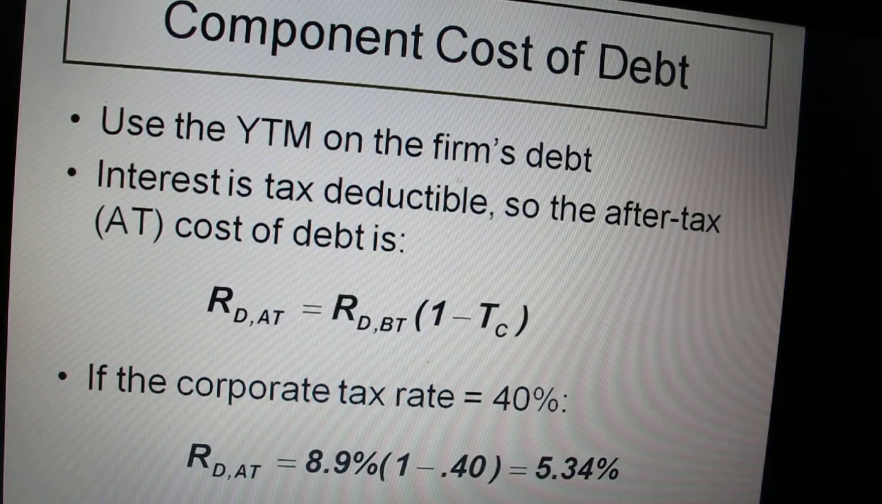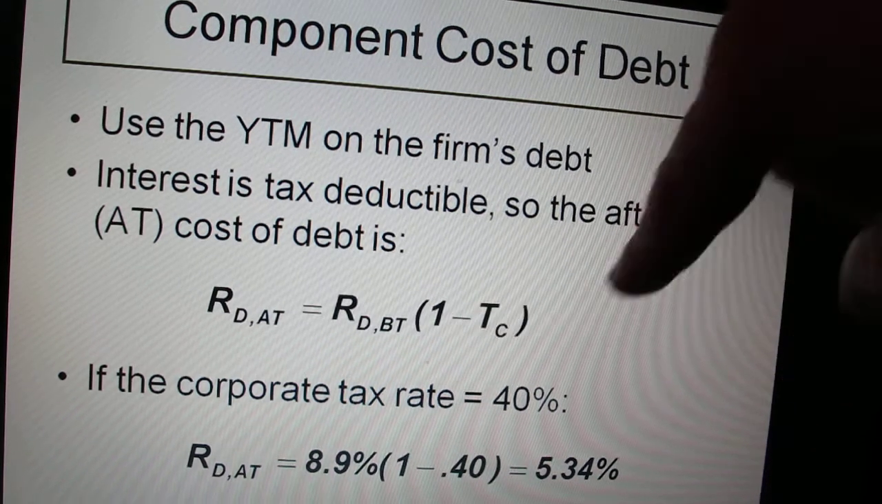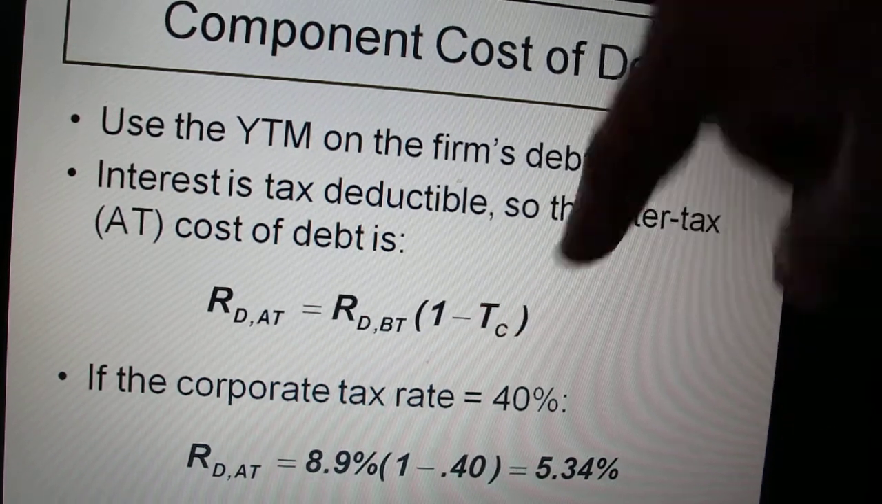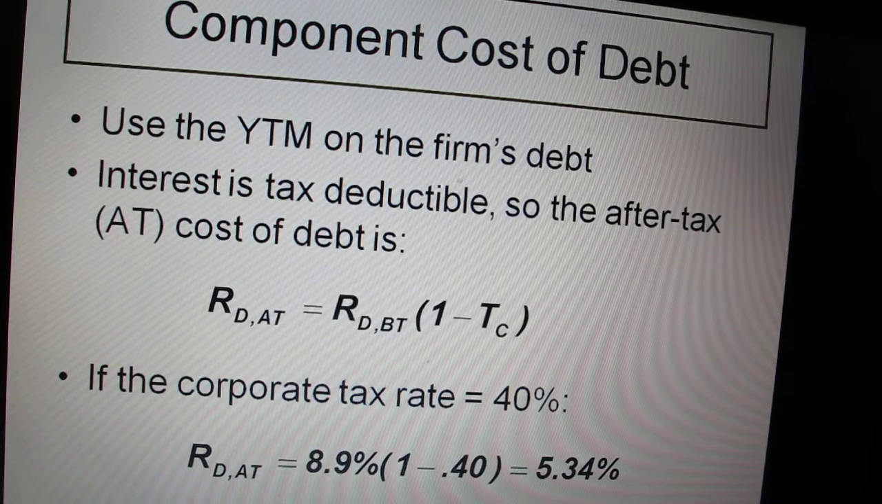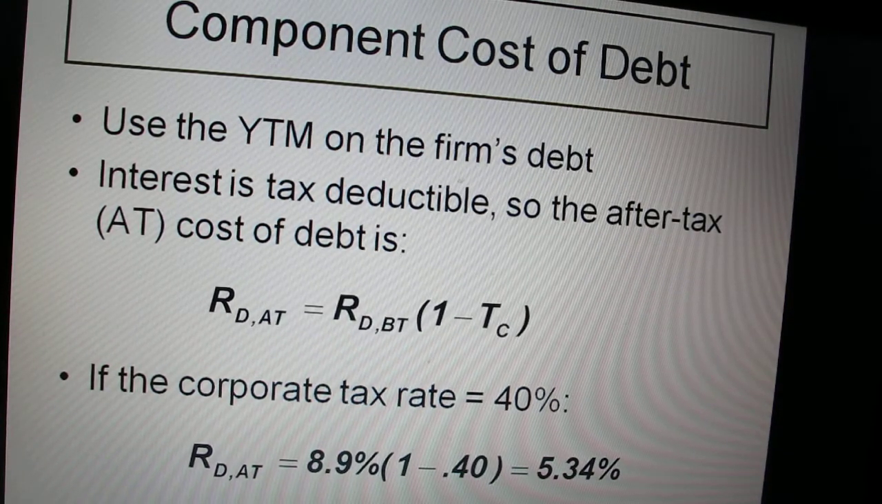All right, the component cost of debt. Here we're going to use the yield to maturity on the firm's debt. Interest, remember that interest is tax deductible. This is one of the biggest parts about this particular formula here. Interest is tax deductible, so after-tax cost of debt will be seen as this. And this is why the little t variable comes in, because of what I just said. Interest is tax deductible, so we're going to throw that t variable into the equation here.